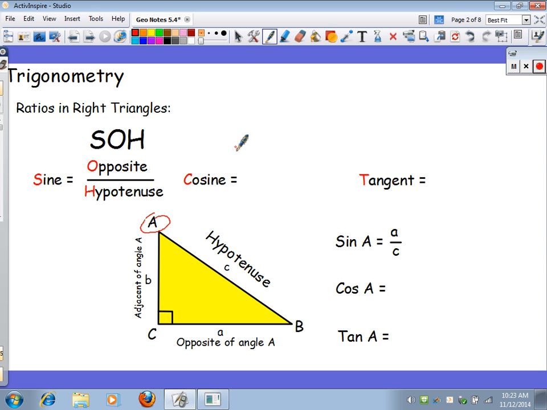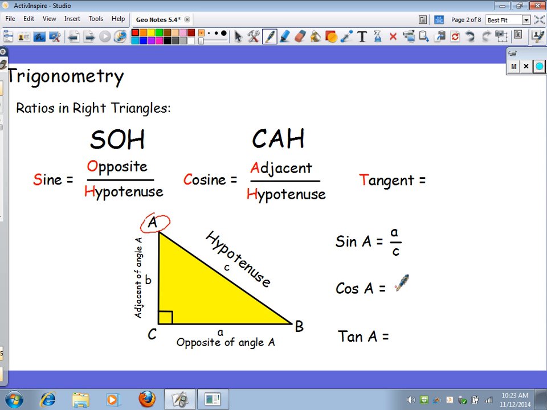Cosine, in your calculator, the cosine button is the adjacent side divided by the hypotenuse. Adjacent over hypotenuse, AH. So we call it CAH. C-A-H. Cosine is adjacent over hypotenuse. You've got to remember AH because the A has got to go on top, the H has to go on the bottom. That's what the calculator is dividing.